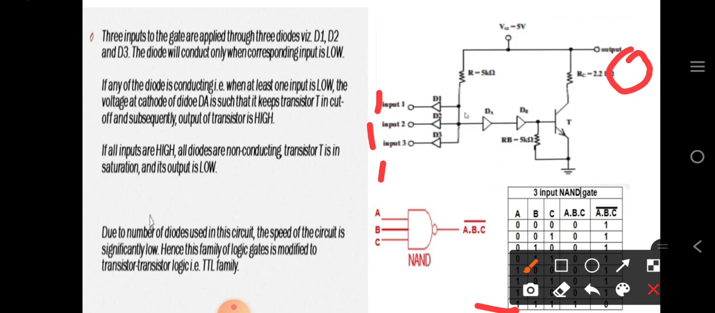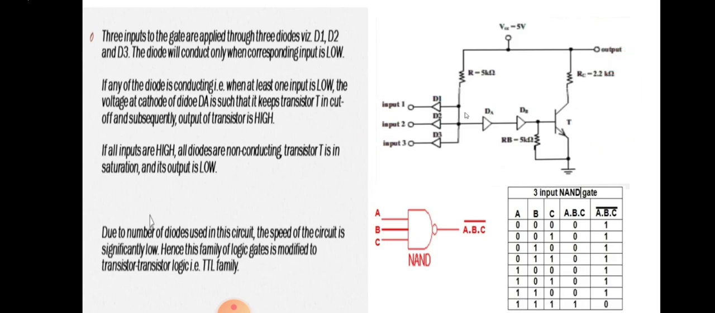Due to the number of diodes used in this circuit, the speed of the circuit is significantly low. Hence this family of logic gates is modified to transistor transistor logic, that is the TTL family. So this is all about the DTL logic family.